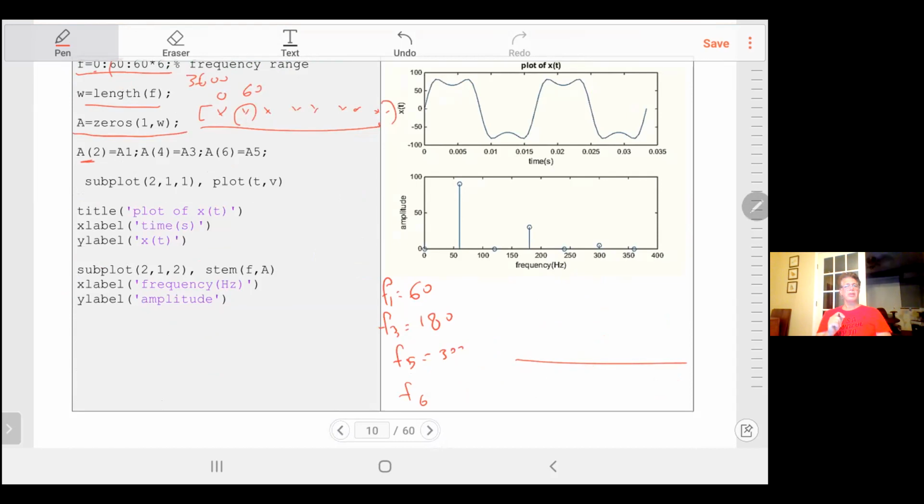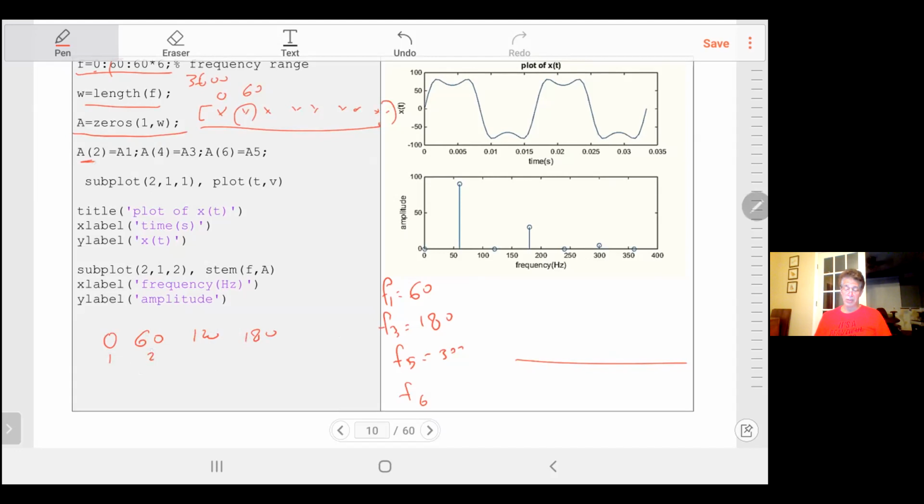Now let's think about it. What's the following one? We have the first fundamental, and we have the third, which is 3 times 60, 180. So now you have the first frequency: you start with 0, 60, add another 60, 120, another 60, 180, and you continue. That's the first element, that's the second element.